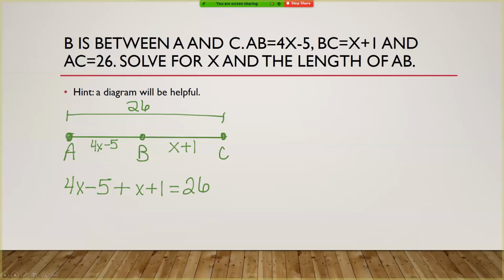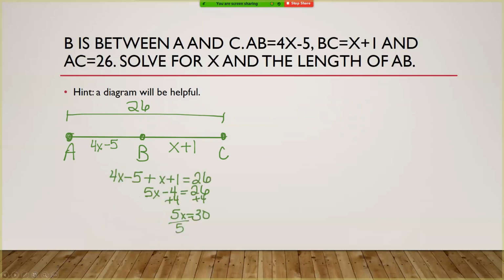I'm going to start off by combining like terms. I have 4x plus x, which is 5x, negative 5 plus 1, which is negative 4, and that's still going to equal 26. Then I'm going to add 4 to both sides. So 5x equals 30. Then I'm going to divide by 5. Remember, beside it, divide it. So x equals 6.